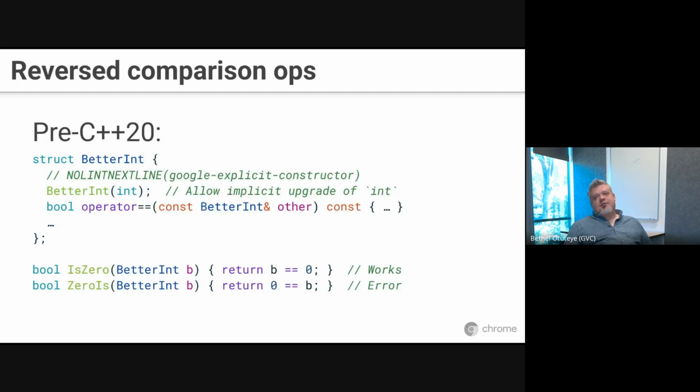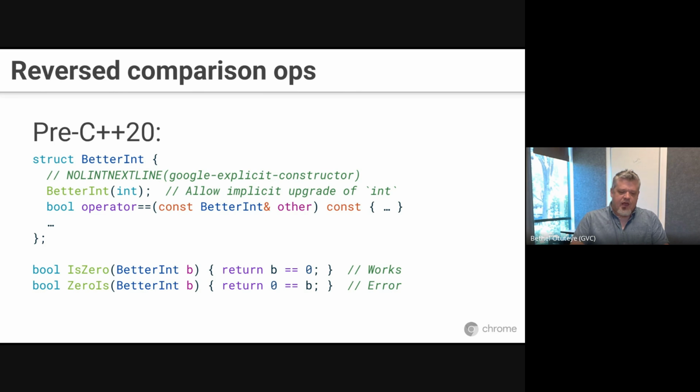Reversed comparison ops, not quite as simple. Let me give some motivation again for these. So here in my pre-C++ 20 world, I have decided to write a custom number-like type called betterInt because I'm writing it so it's better than the int that exists.